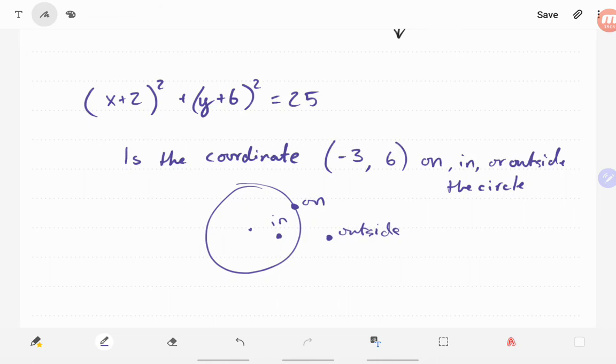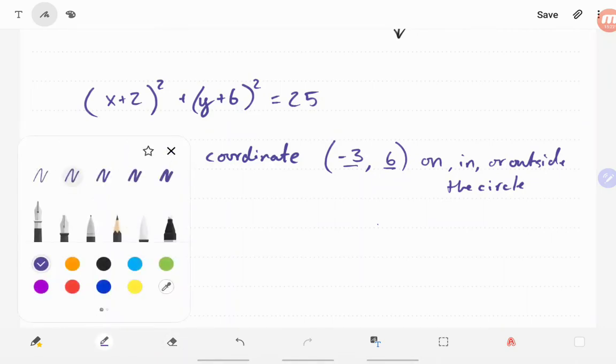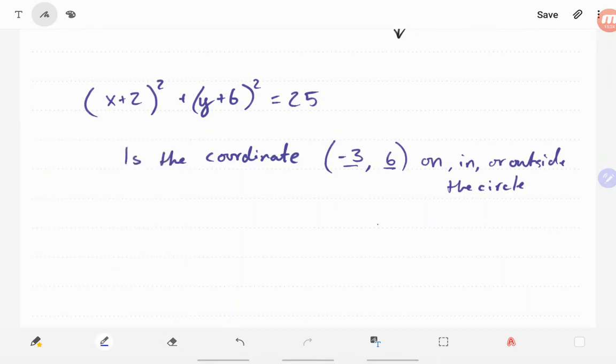So what I recommend you guys doing is taking this coordinate. Now remember, we want to know if this coordinate is on, in, or outside the circle, so it does not reference the center. What we're going to do is plug this coordinate in for x and y. I'm going to take -3 and plug that in for x. I'm going to take 6 and plug that in for y, and set this equal to 25. I'm just taking all my values, plugging them in, and seeing what happens.